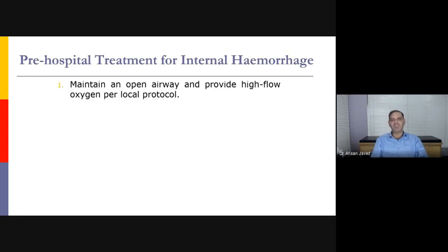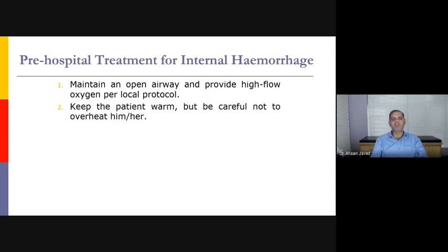Why is the oxygen needed? Because you will be supplying more oxygen to the tissues. As a result, the health of the tissues will be more effectively maintained. Keep the patient warm. Do not overheat the patient. Warm means only cover the person with a sheet or a light blanket. It also gives a feeling of reassurance that the person is being taken care of.